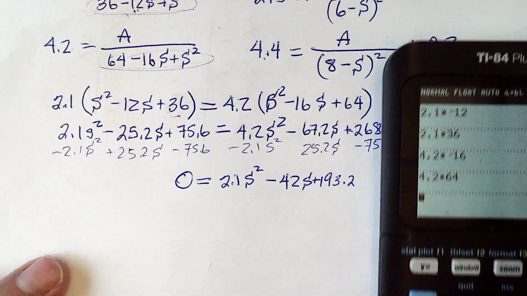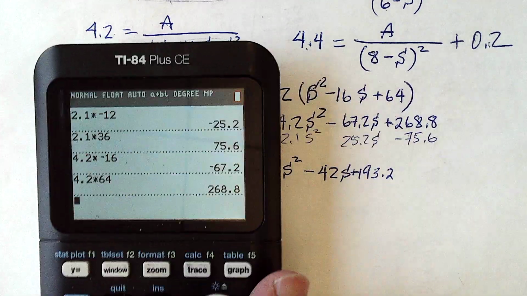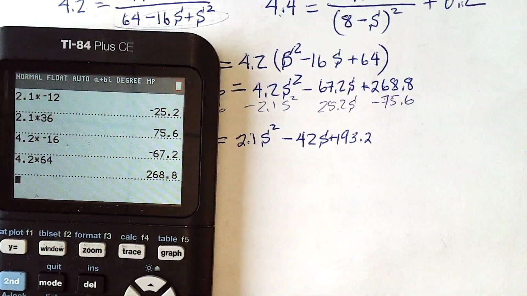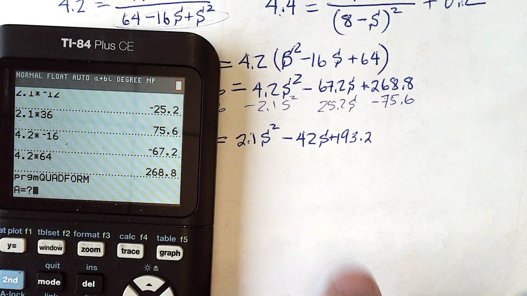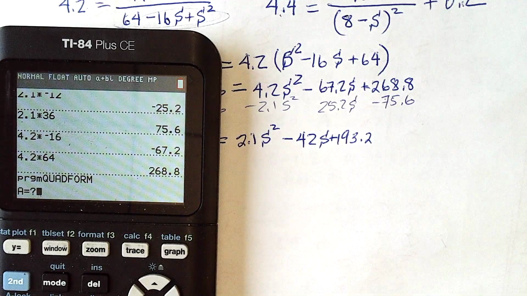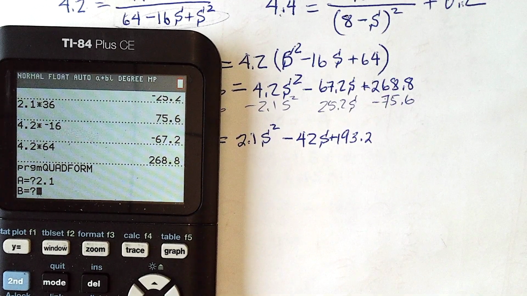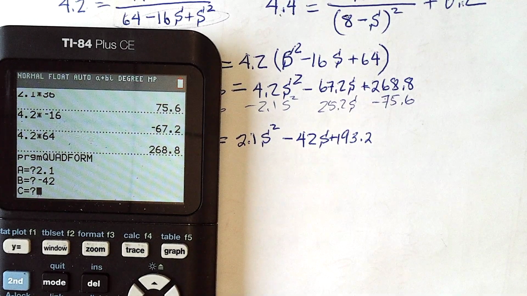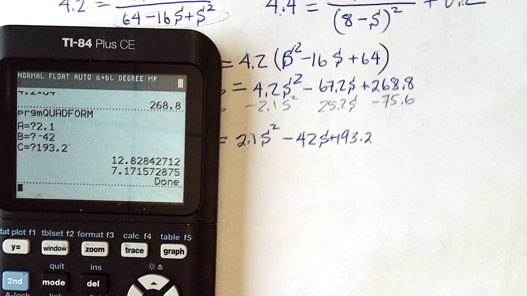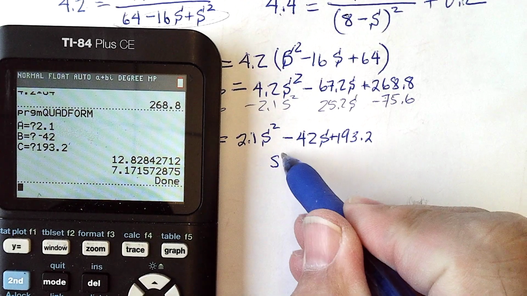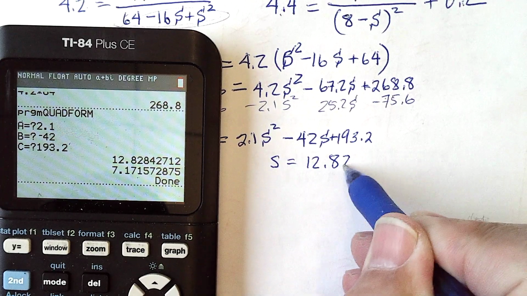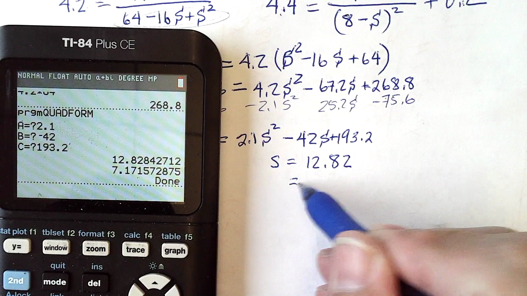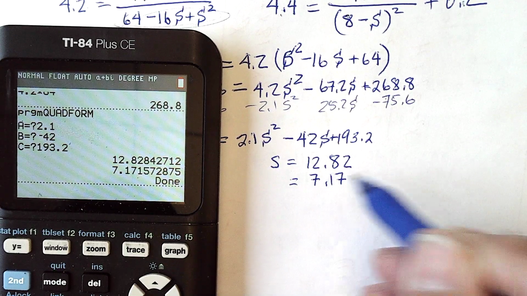So I can put this in the quadratic formula, which I have in my calculator, so I'm just going to do it that way. Program, quadratic formula. A is 2.1, B is negative 42, and C is 193.2, and S is either 12.82 feet into the room or it is 7.17 in the room.